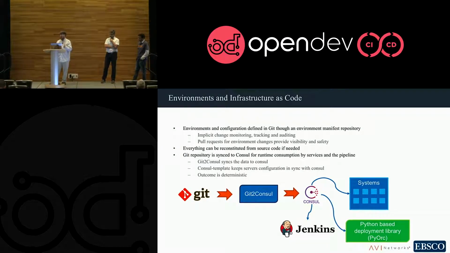So we define this environment manifest. We say, here are our environments. They're defined through code. They're defined in configuration. And everything's going to make its decisions off of that.